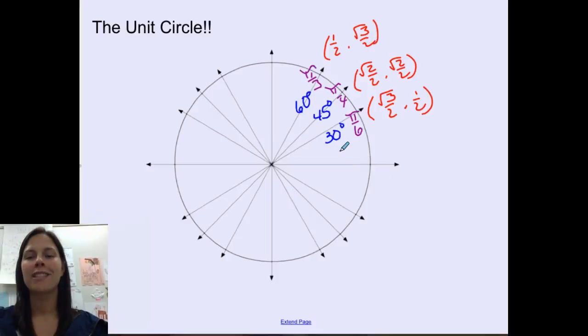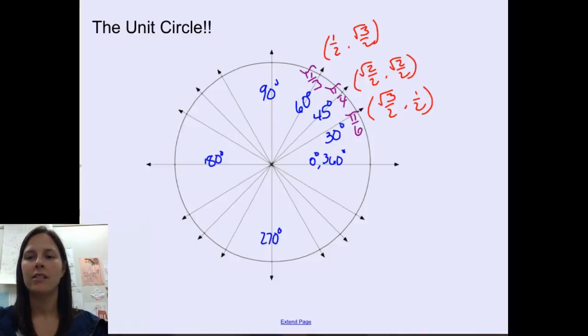Next, we'll go through the points that are on each axis. So our first one, of course, is either 0 degrees, or a full rotation would be 360 degrees, up at 90 degrees, over to 180 degrees, down to 270 degrees. And we already did that full rotation.